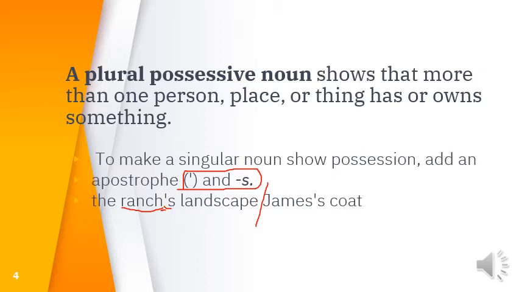Okay, what about James's coat? Here I have the word James. James is a proper noun, of course, it's the name of a man. It's one, so it's singular. So I look at this S. Is it a plural S or just a part of the word? James, there is no plural here, so it's a part of the word. So what do I do? I stick to the big rule. What is the big rule? Apostrophe and S.